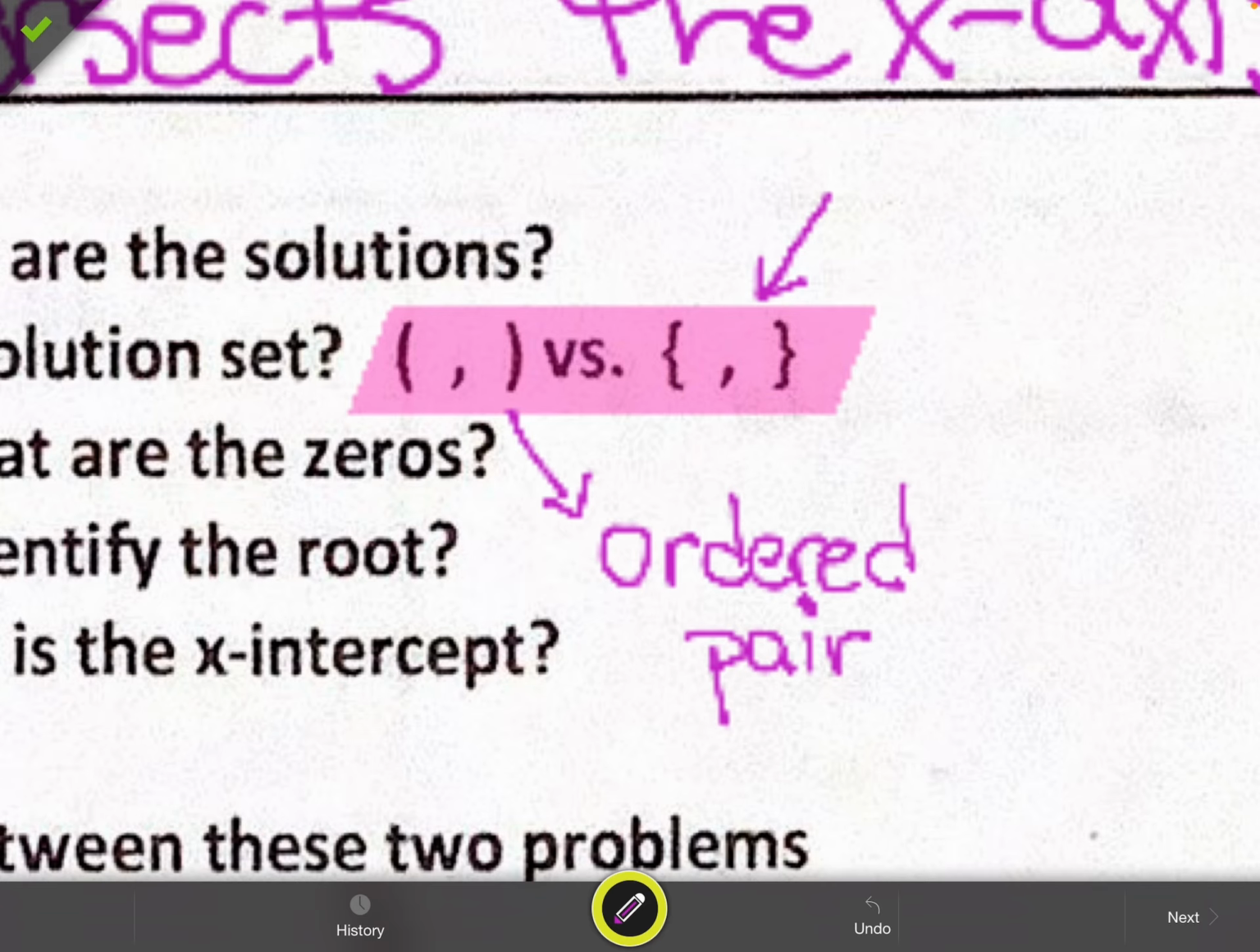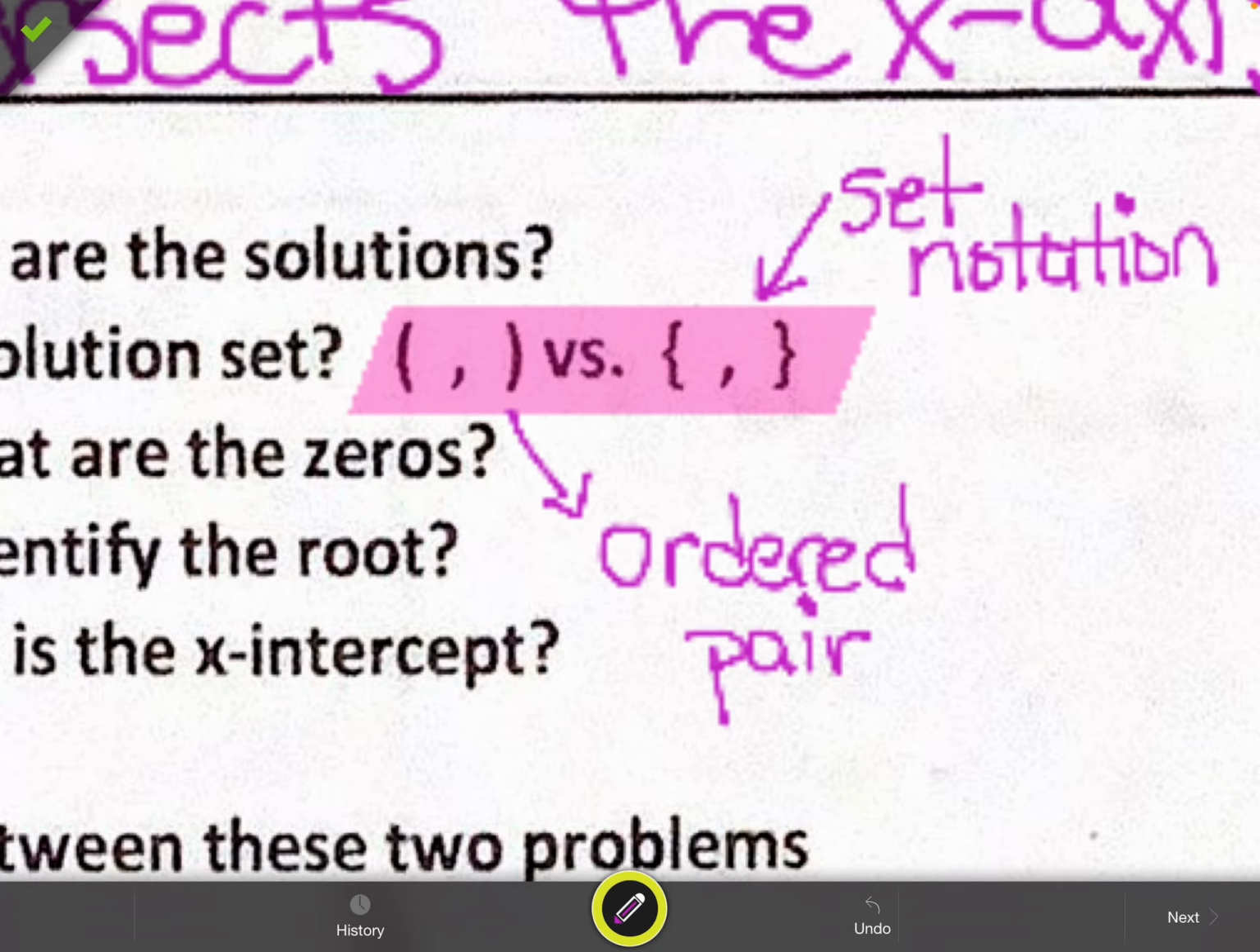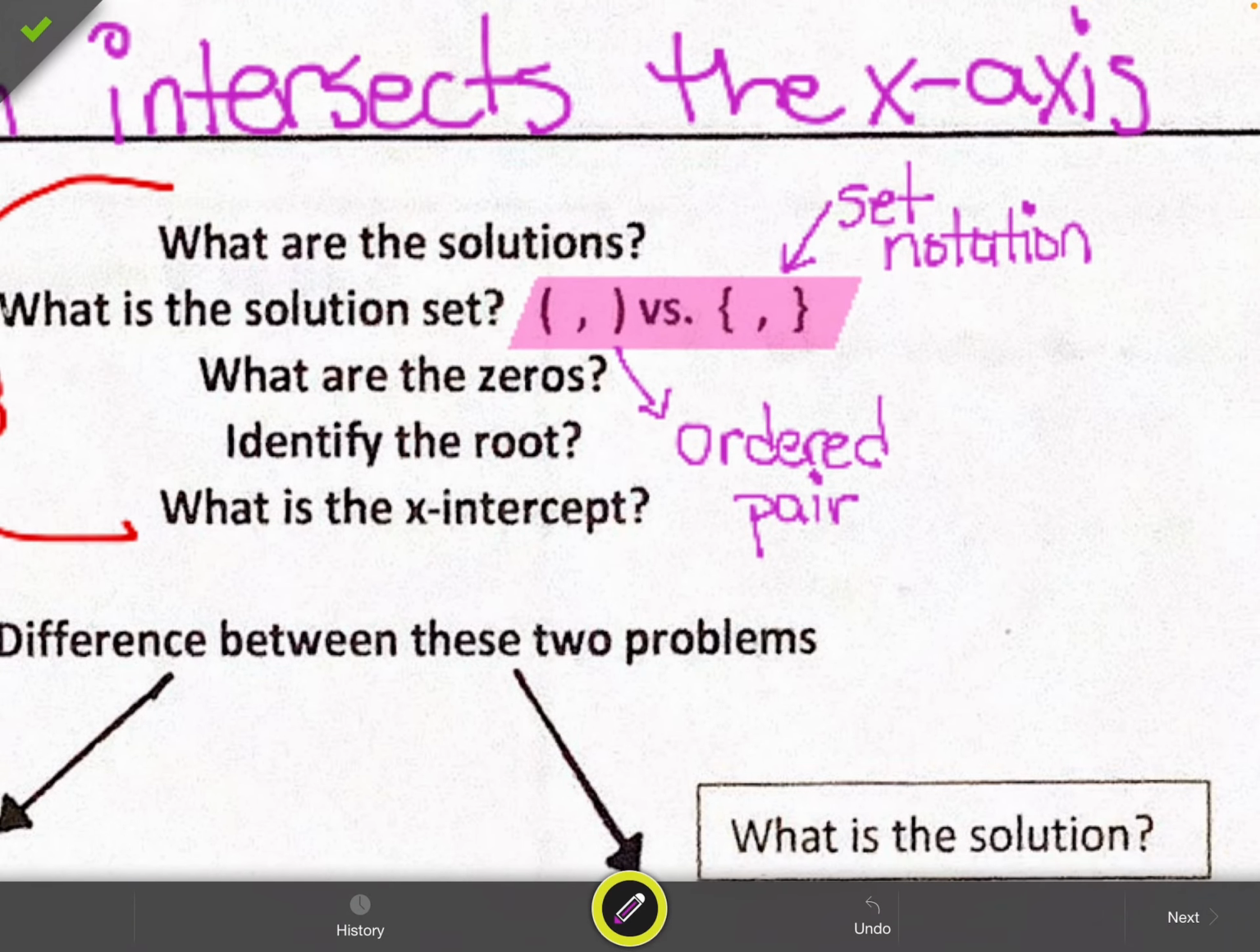That is actually what we call set notation. Okay, and that means something totally different from an ordered pair. And I'll explain it in a minute. So just label those two things. It's a small attention to detail, but you do have to pay attention to that. Otherwise, you're going to get confused.